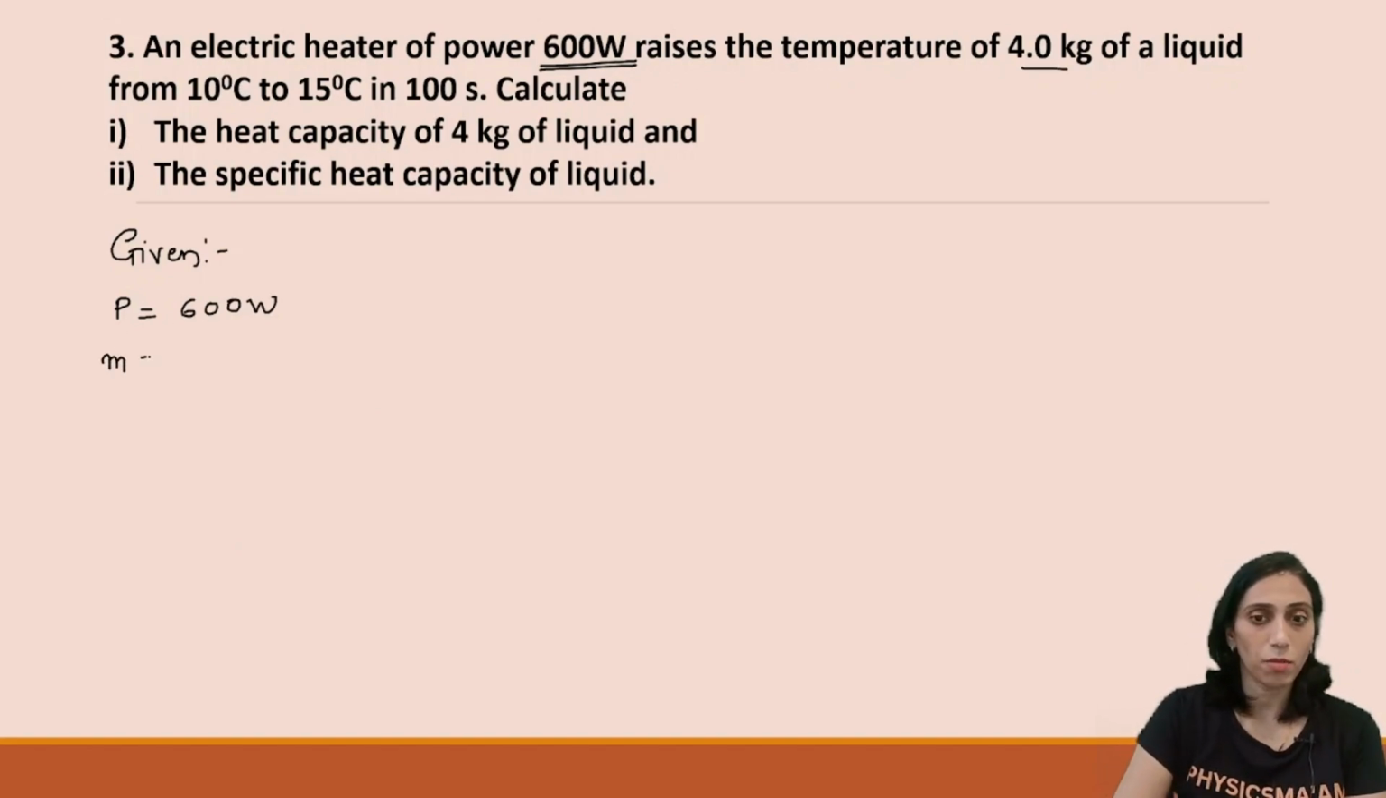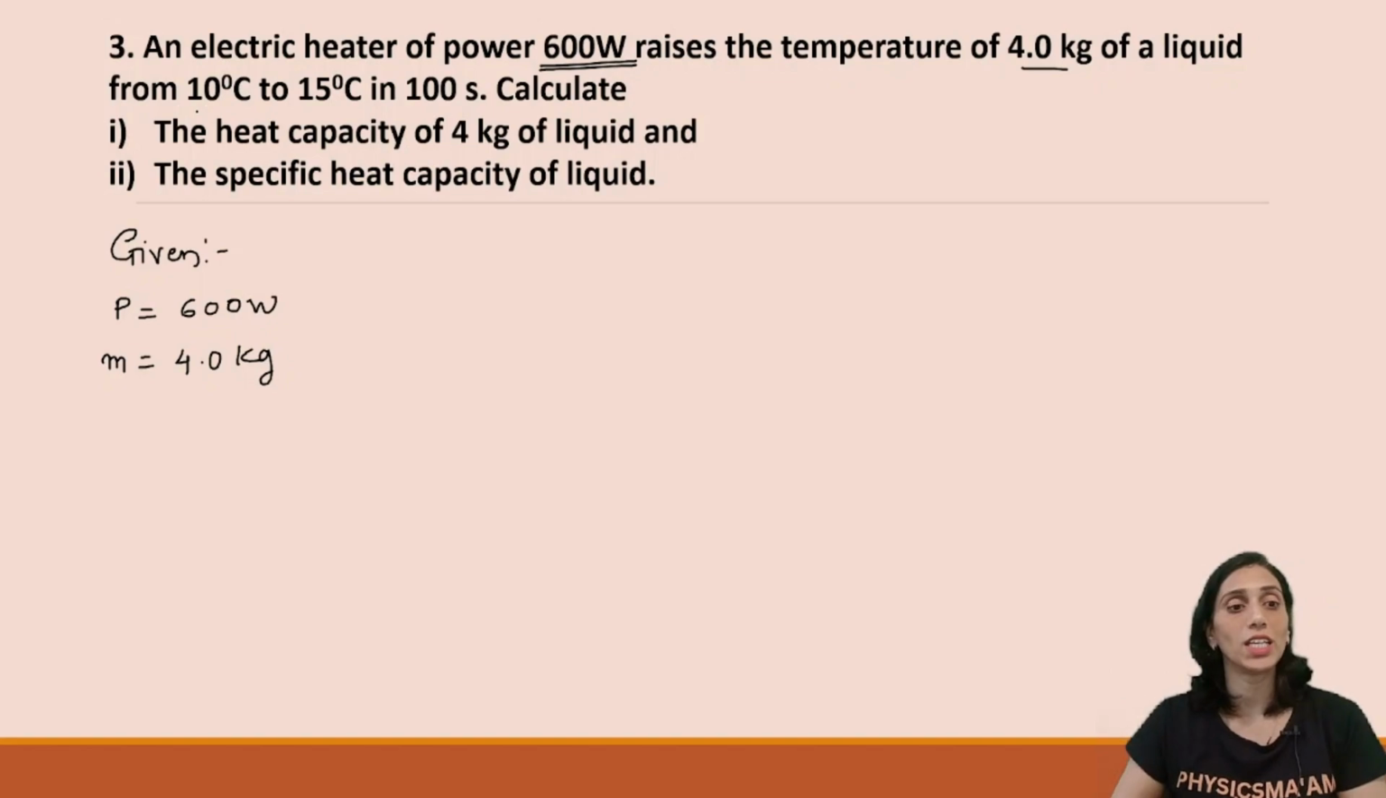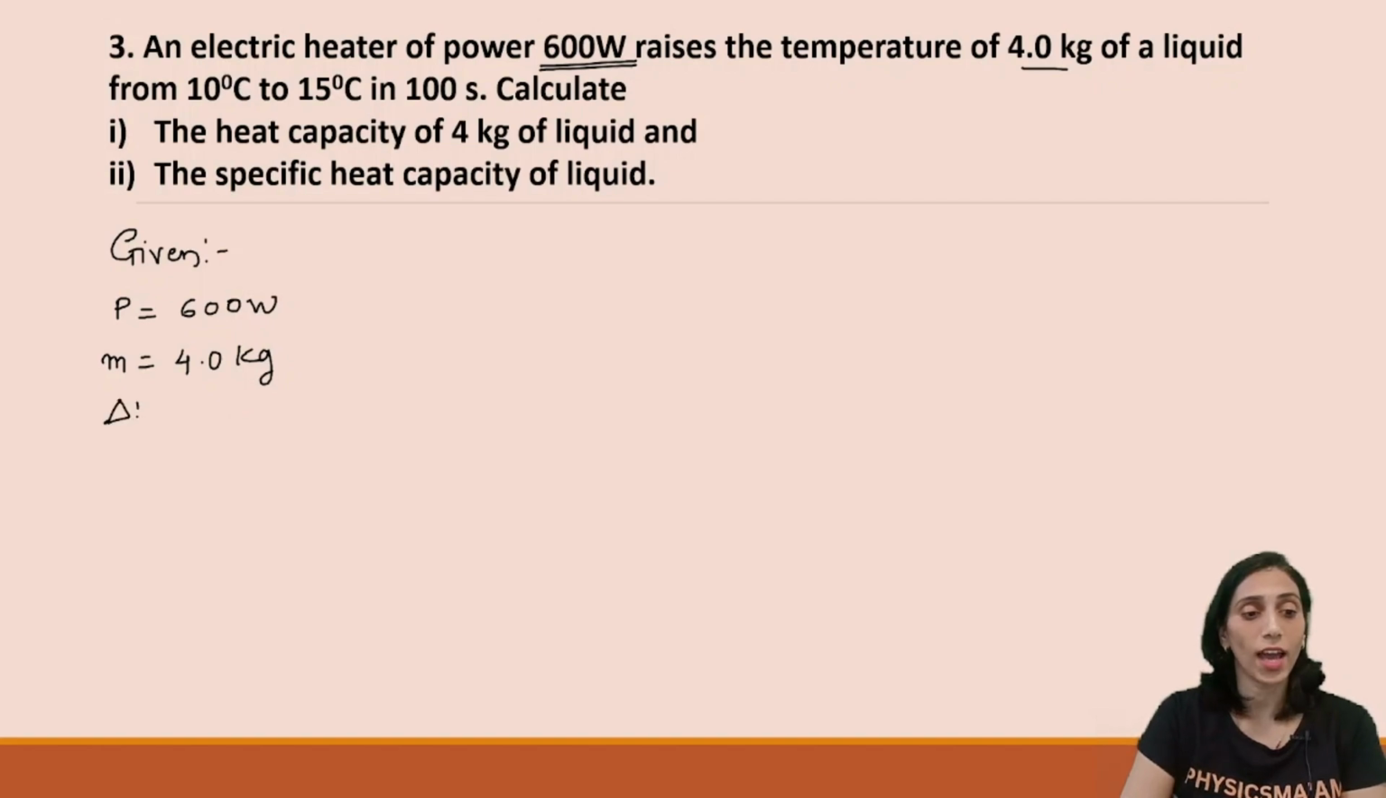That gives me M is equal to 4.0 or 4 kilograms. Now change in temperature, ये क्या होने वाला? Increase in the temperature. How much is it? From 10 to 15. So what will be my delta T? I will get the delta T as 15 minus 10, which is equal to 5 degrees Celsius, or I write it as 5 Kelvin.